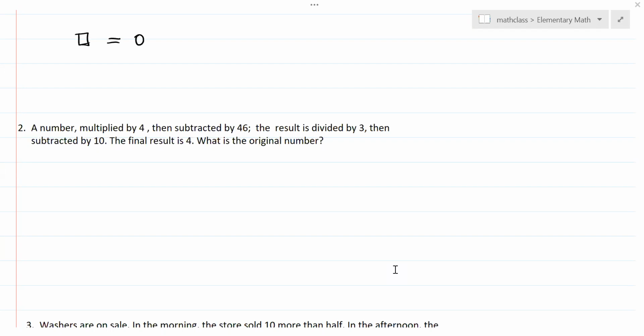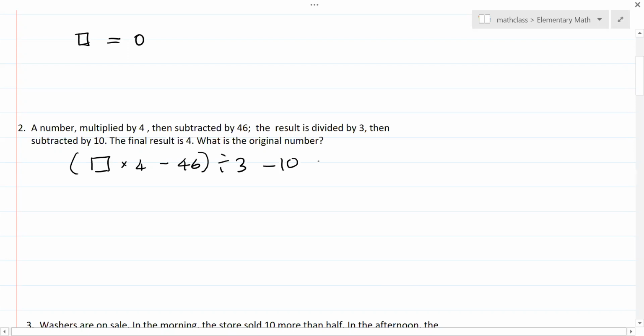Now, to do this type of problem, I prefer to write down one line, the so-called equation, then step by step find that number. That number we put a square there. Then multiply by 4, subtract by 46. And as a result, when we talk about the result, we should put a parenthesis. That's my result. Then divide by 3, then subtract by 10. So this should be equal to 4.